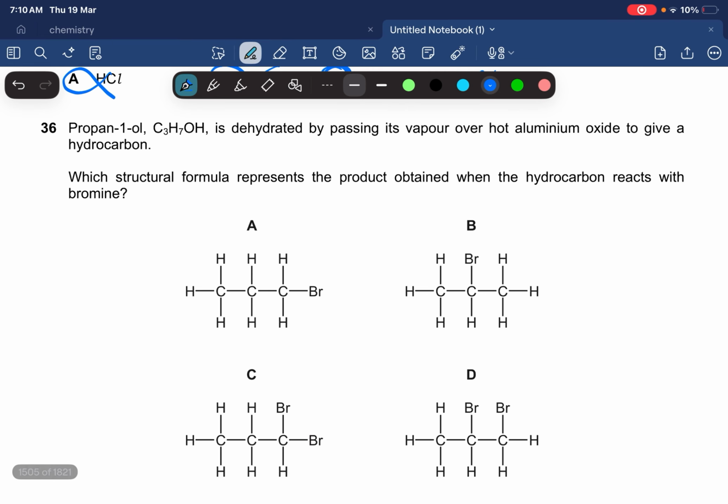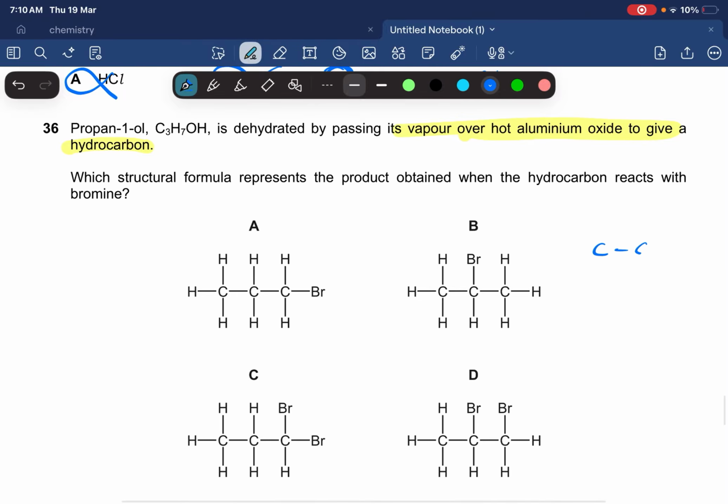Propan-1-ol is dehydrated to form an alkene by passing its vapor over hot aluminum oxide to give a hydrocarbon. Propan-1-ol is going to form propene. Which structural formula represents the product obtained when the hydrocarbon reacts with bromine? Now, if I add bromine to it, one Br is going to attach here, one Br is going to attach here. Look, this is the product.